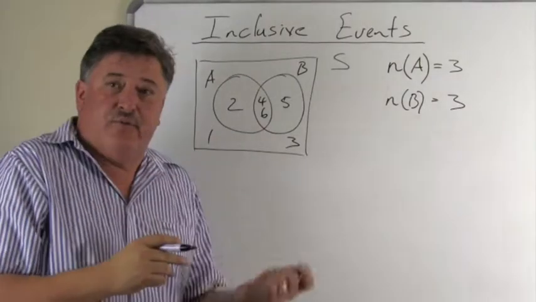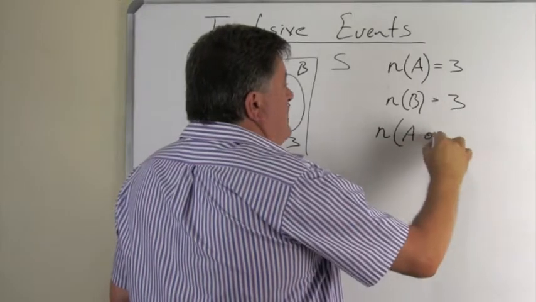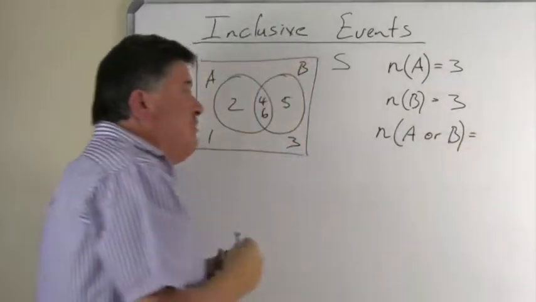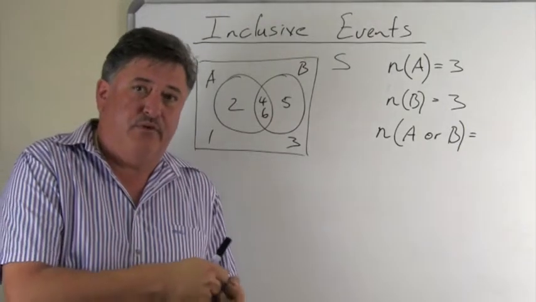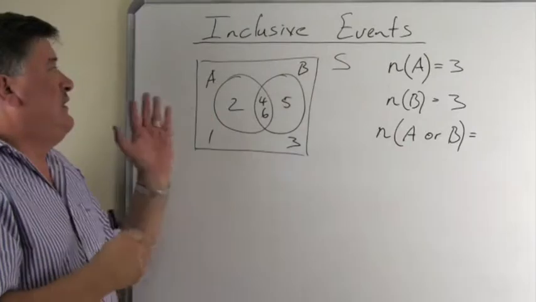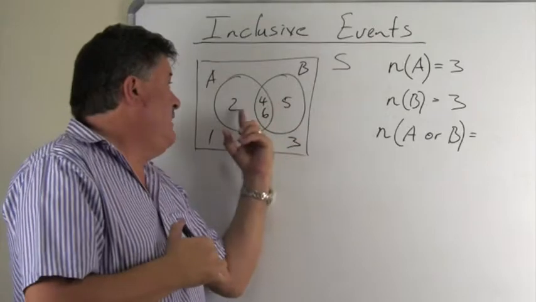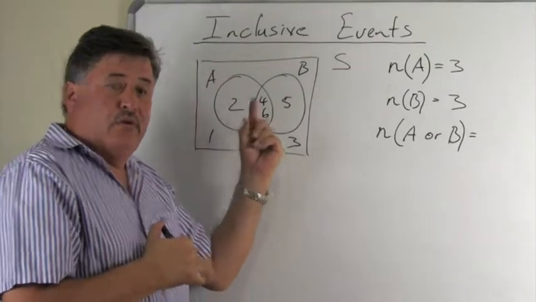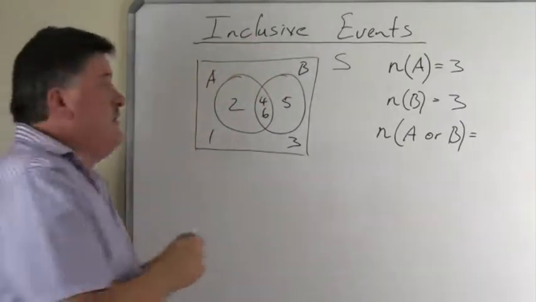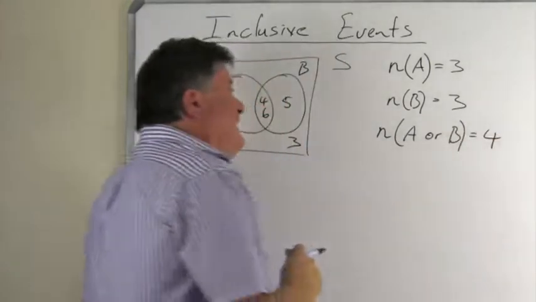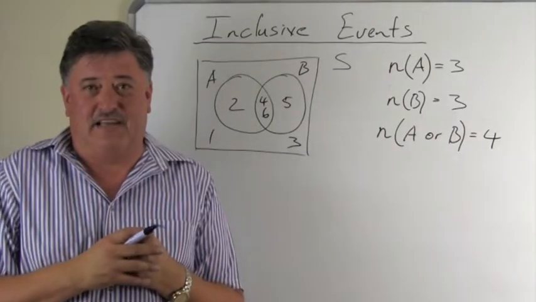And then something that we discussed already is, what is the n of A or B? So how many outcomes in A or B? Now you remember that was the union, the or, remember we said, those outcomes that are in A or B or both. And how many in that part? It's 1, 2, 3, 4 of them. So there are 4 outcomes, and I'm sure you didn't find anything difficult here.